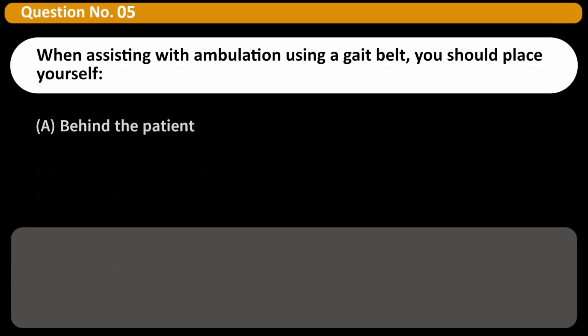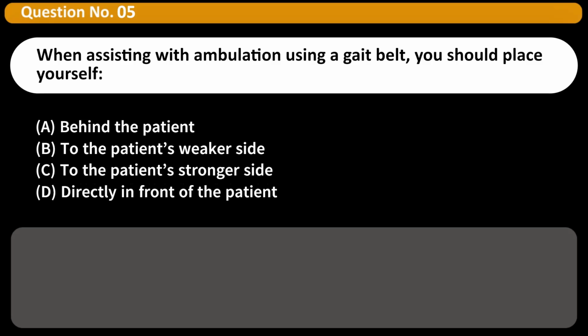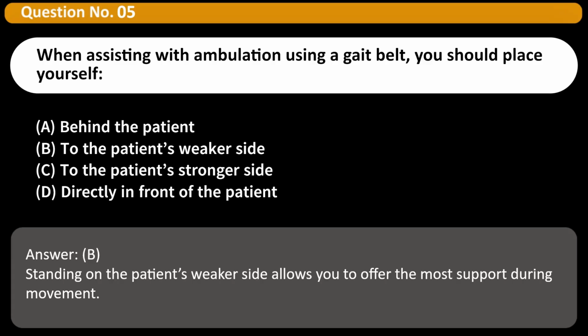When assisting with ambulation using a gait belt, you should place yourself: A. Behind the patient. B. To the patient's weaker side. C. To the patient's stronger side. D. Directly in front of the patient. Answer: B. Standing on the patient's weaker side allows you to offer the most support during movement.